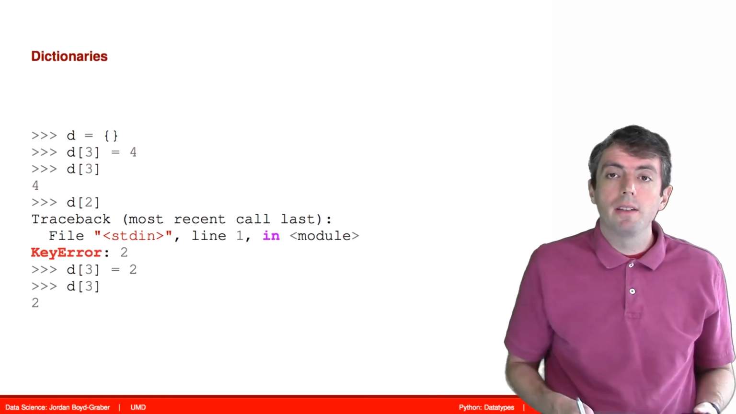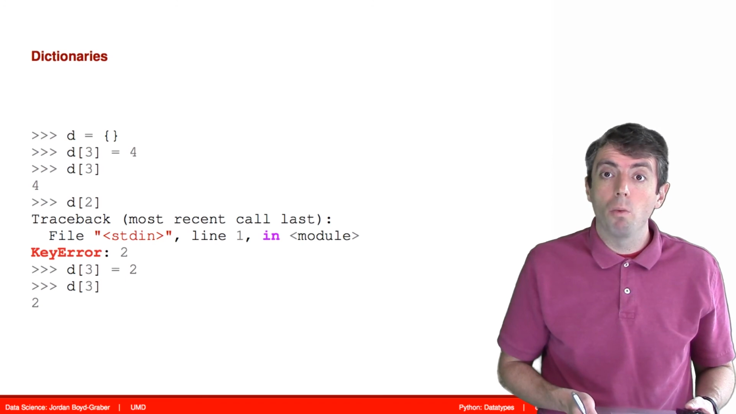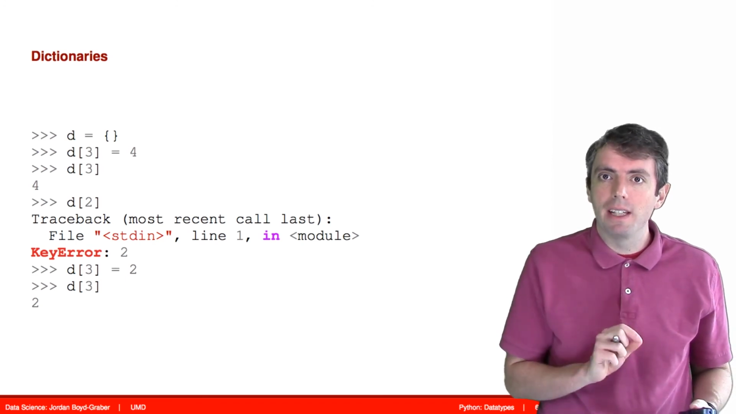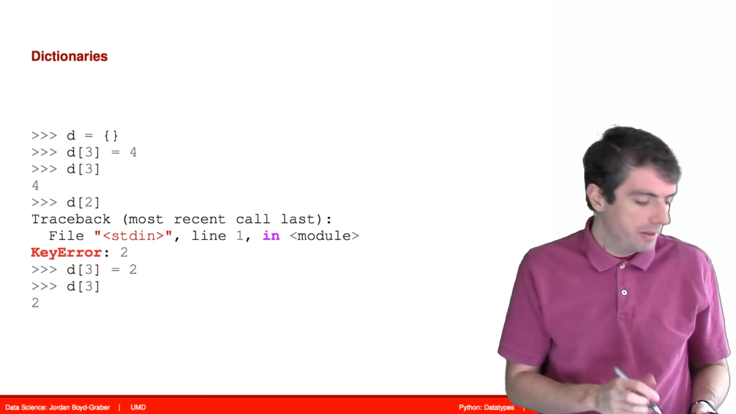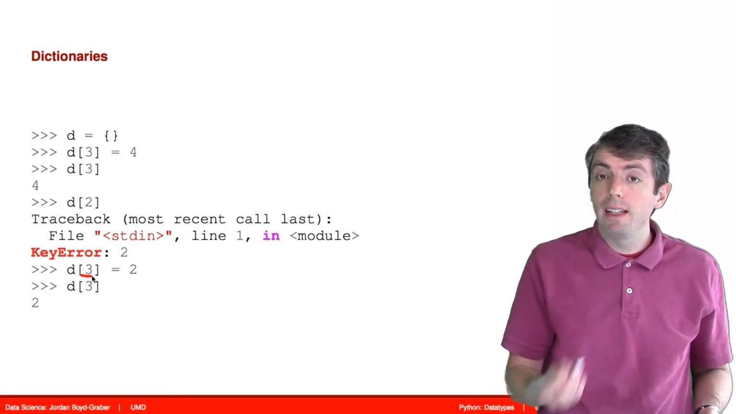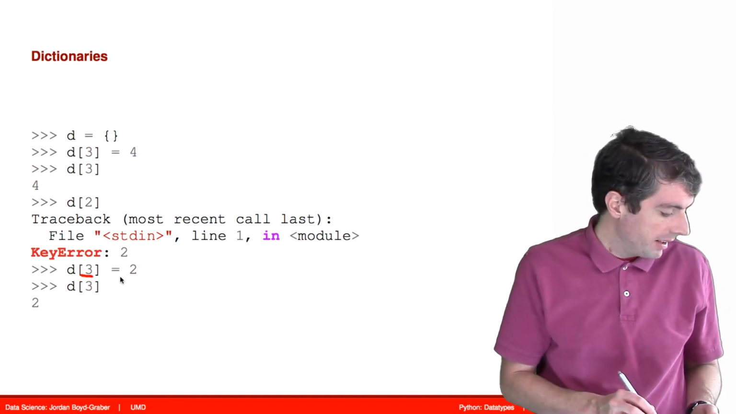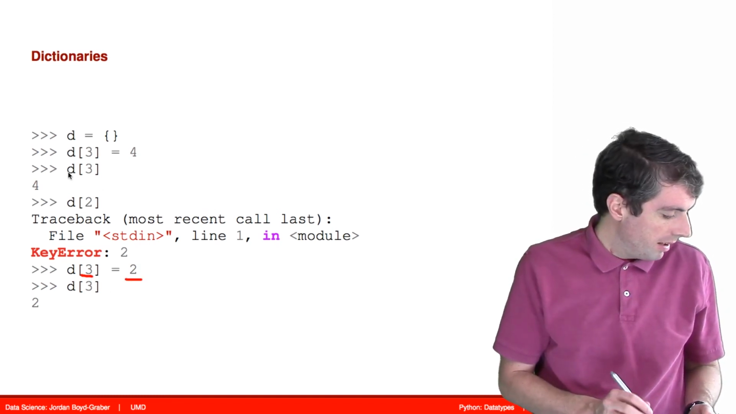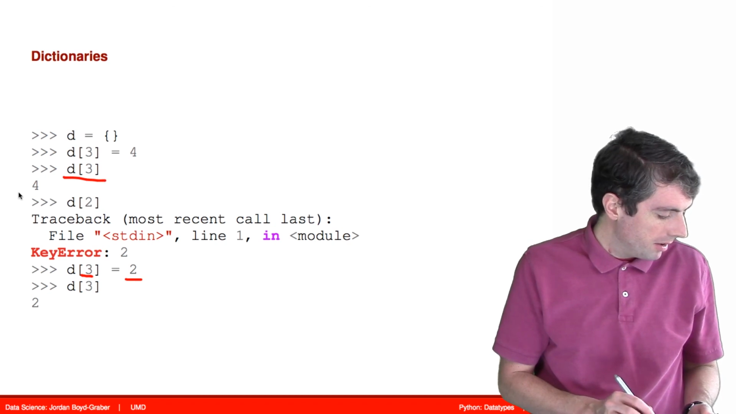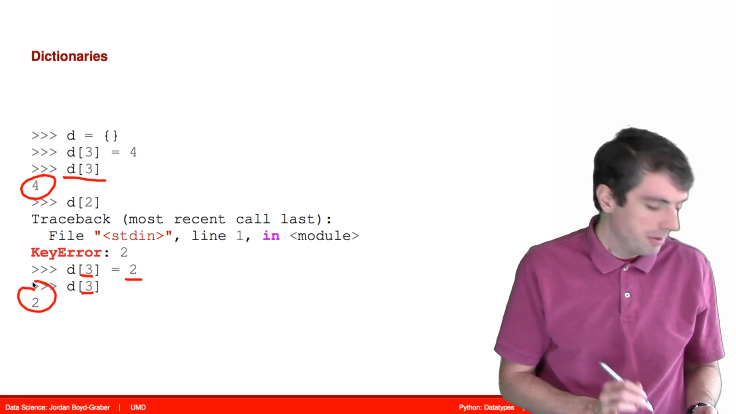The other important thing to remember about dictionaries is that dictionaries can only have one value for every key. And so if you reuse the key 3, you will replace whatever was in that key with a new value, in this case 2. So if you asked for it before, it would return 4. But now that you're asking for what is at key 3, you get the value of 2.